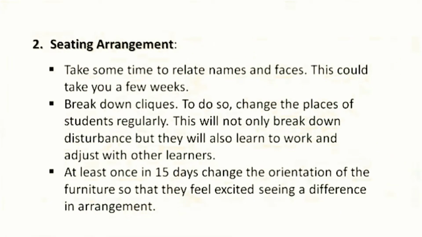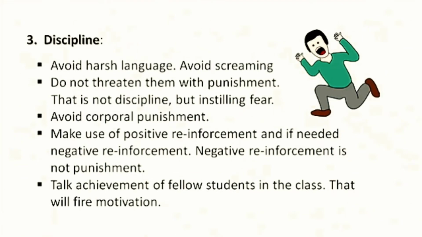Break down cliques. To do this, change the places of students regularly. This would not only break down disturbance, but they will also learn to work and adjust with other learners. So there is social interaction, social learning that's taking place. At least once in 15 days, change the orientation of the furniture so that they feel excited seeing a different arrangement in the classroom. Let's look at discipline. Avoid harsh language.